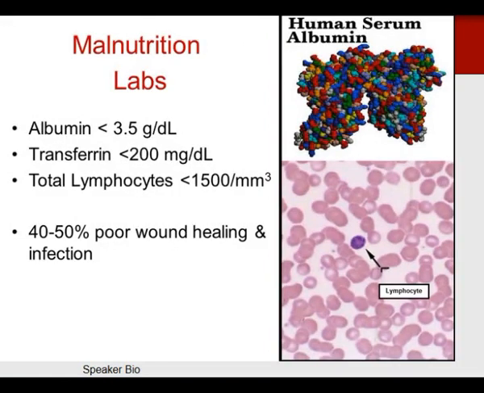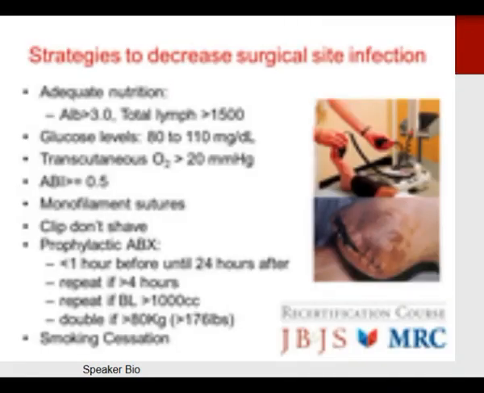Labs which are important to recognize are albumin, transferrin, and total lymphocyte count. These labs may be useful when you're trying to determine whether an orthopedic patient has proper nutrition. Patients with low lab values have up to a 40 to 50% rate of healing complications and infections.